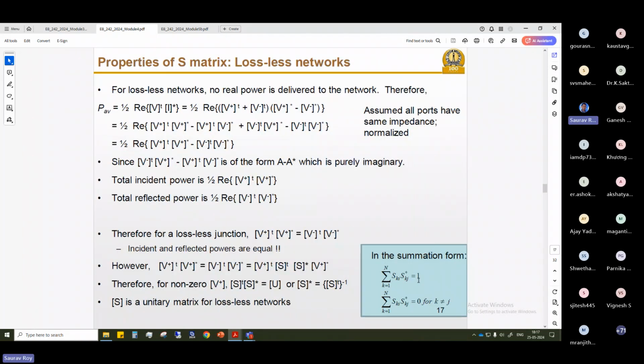So let's say it is a k cross k matrix. That means it has k number of ports. The characteristic of this S parameter matrix in the case of lossless and passive networks is that if you multiply a column or row with the same column again, with conjugate, the sum will be 1. And if you multiply the conjugate with another column, it will be 0. That is what the condition says here.